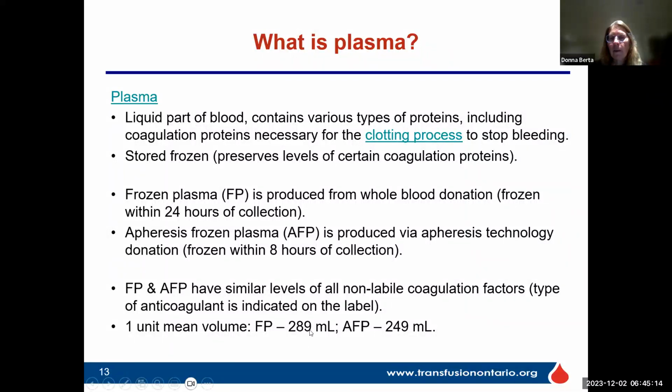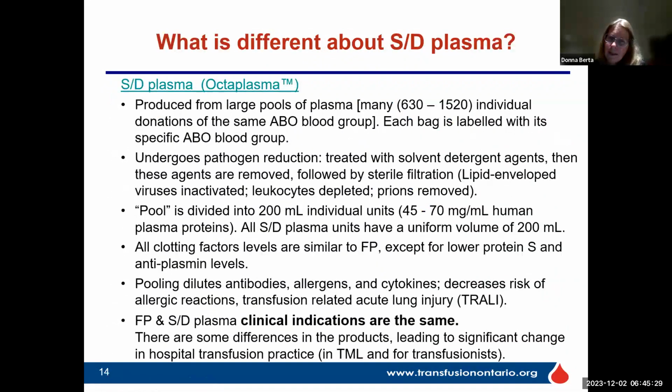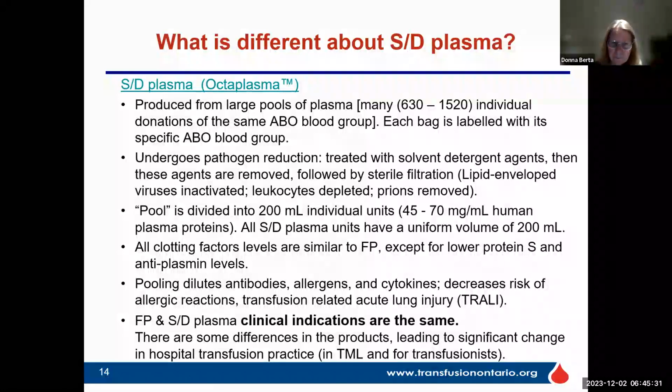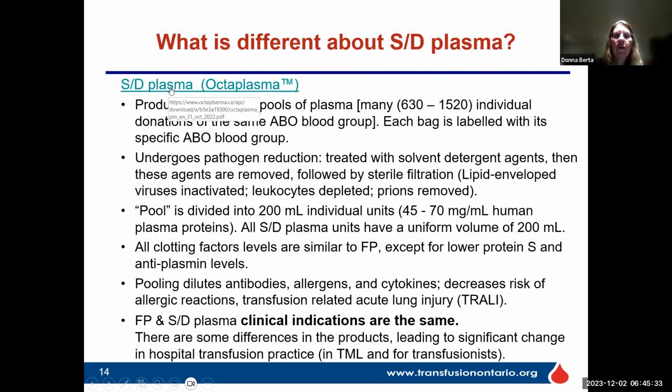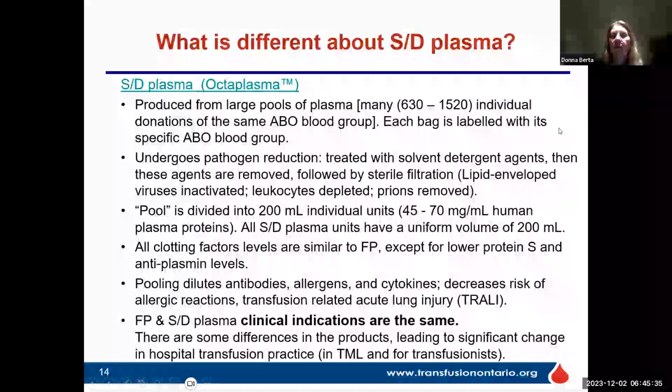FP volume is about 289 mLs on average, and AFP is 249. For the rest of the talk, I'm going to refer to FP, but again, they could be used interchangeably. So what's different about SD plasma? And this link will take you to the SD plasma product monograph.